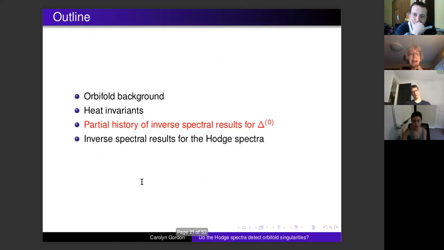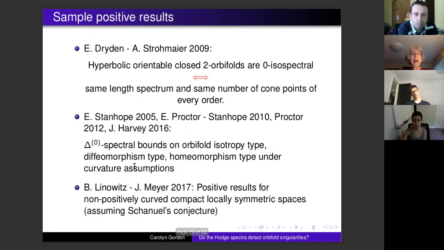Okay, so here's a partial history of results for the Laplace-Beltrami operator. This is very partial. I'm only giving things that have to do with can you hear types of singularities and things like that.